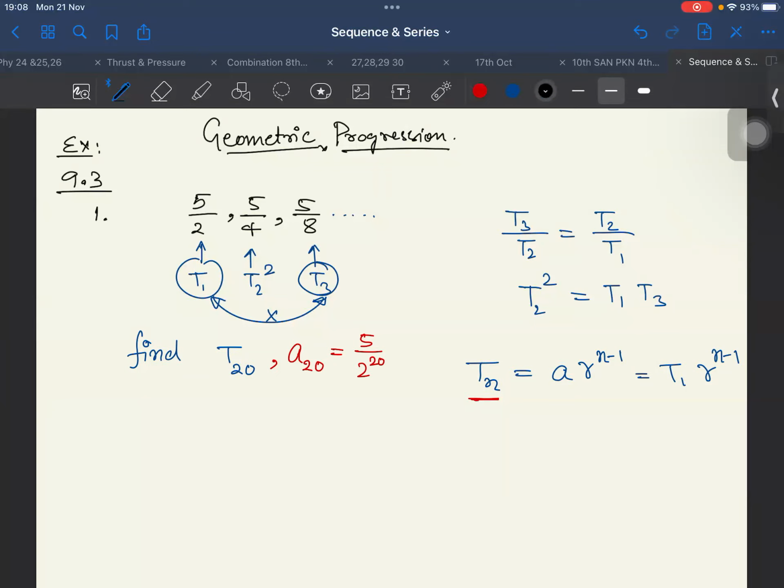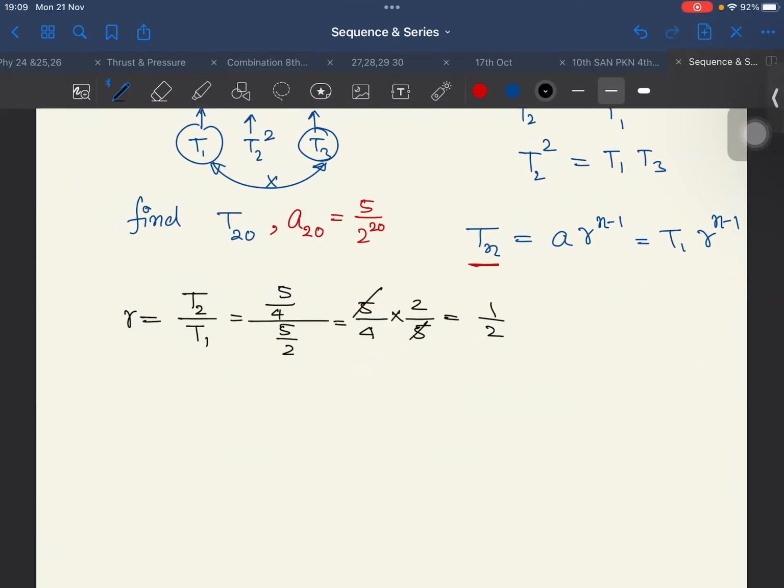First we'll find the common ratio. Common ratio, let's say R, you can use T2 by T1, right? T2 is 5 upon 4 divided by 5 upon 2. So you can write it as 5 upon 4 multiplied by what? 2 upon 5. Is that correct? So this will be equal to 1 upon 2. Okay.